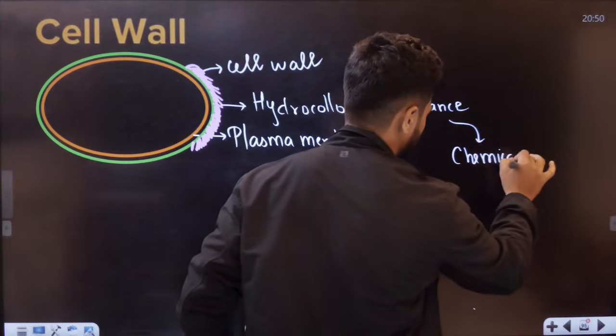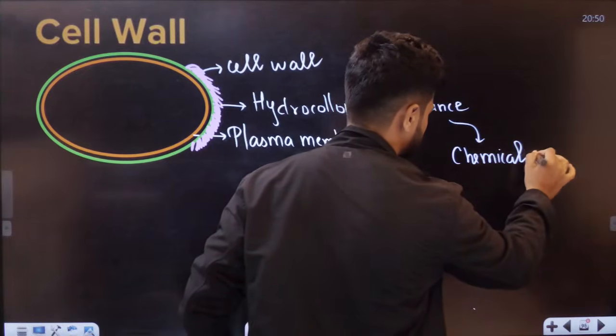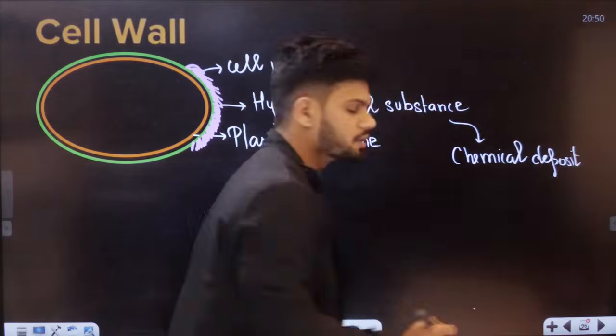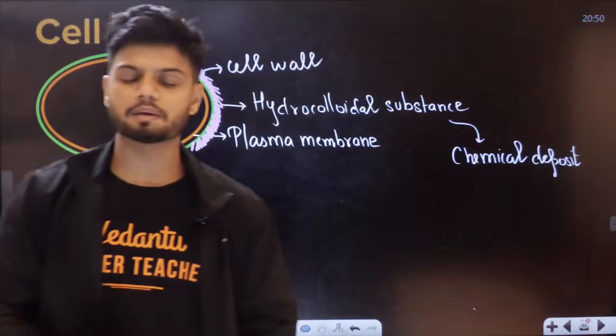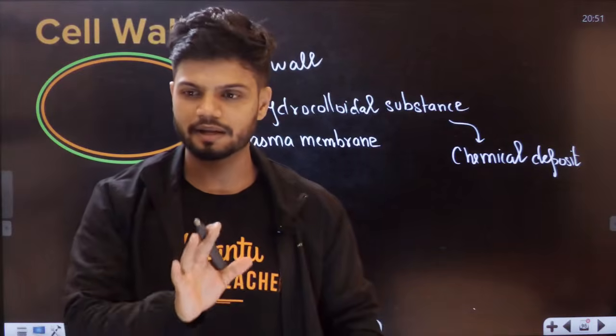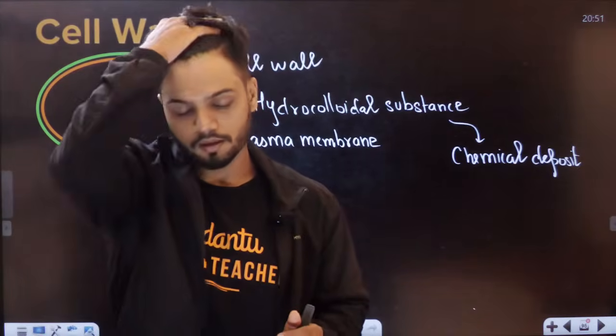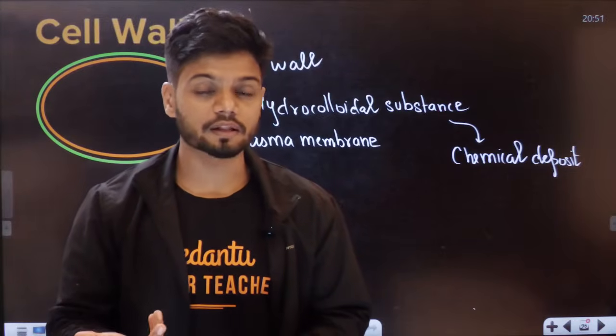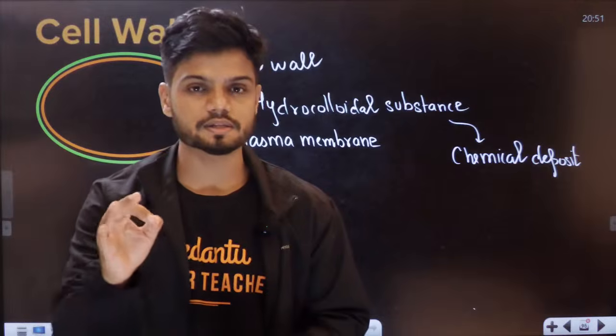It is a chemical deposit here. Chemical deposit. Now, students, understand what this deposit is. Very simple rule, very simply explained. Let's say there is an algae. Algae are mainly found in your aquatic ecosystem.